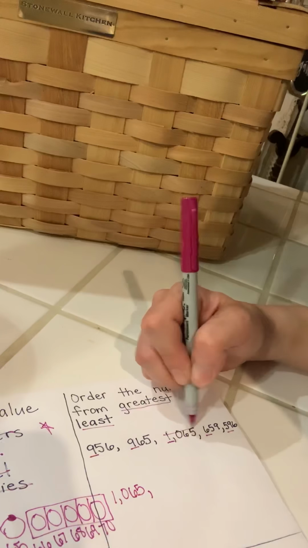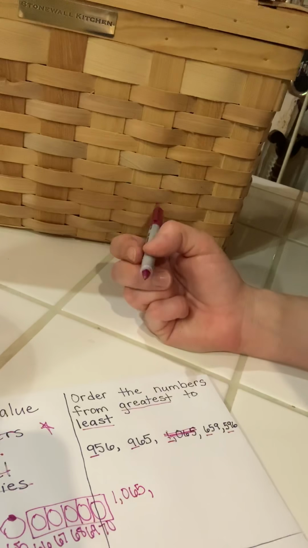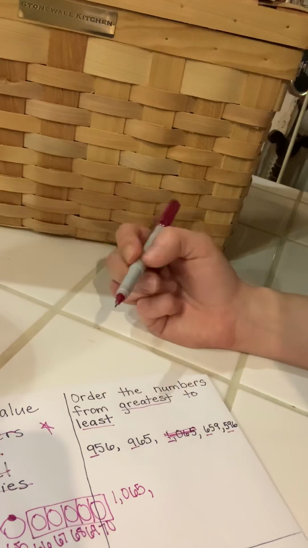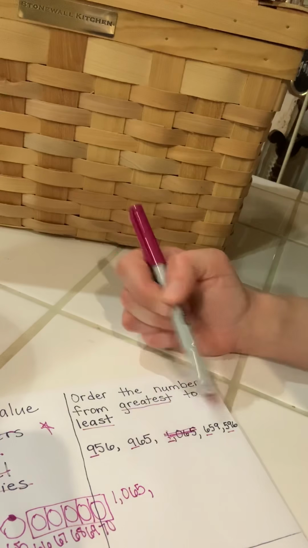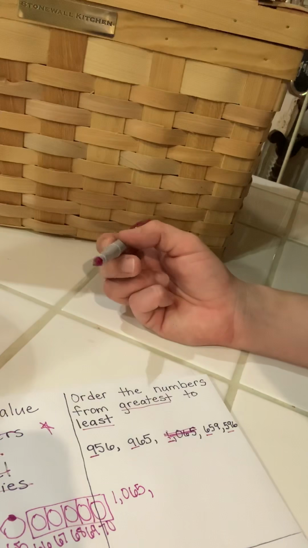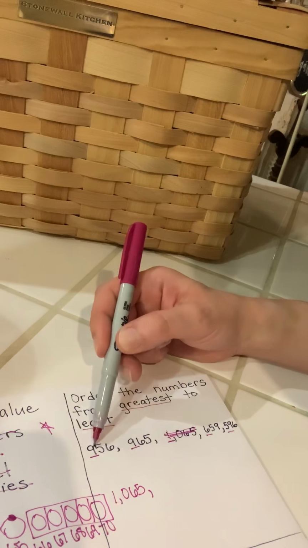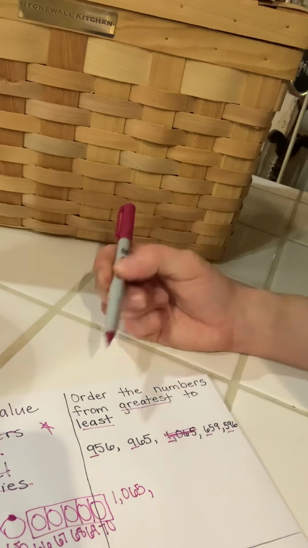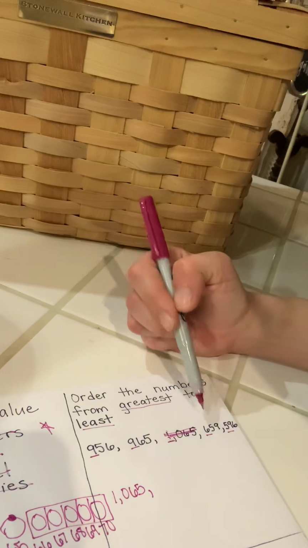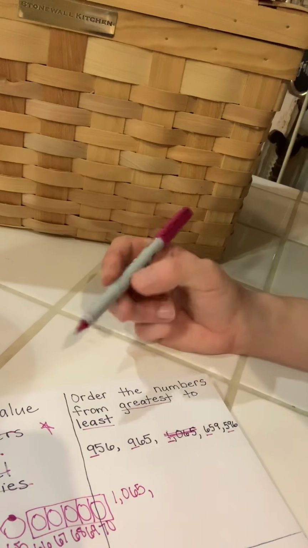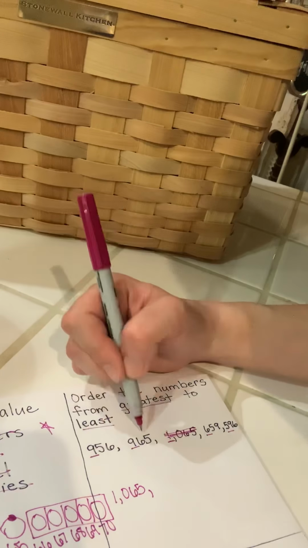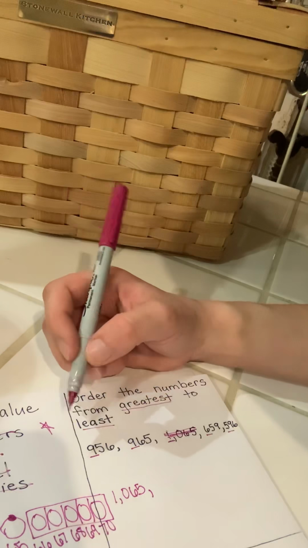1,065. Okay, I've done that one, so I'm going to go ahead and cross it off so that I don't get mixed up with my other numbers. Okay, so now I have these 4 numbers left that only go to the hundreds. So I need to look at the first digit. I have a 9, 6, and 5. So I know 9 is greater than 6 or 5. So I'm going to go to the 9. I know it's going to be one of these two because they both have 900s.